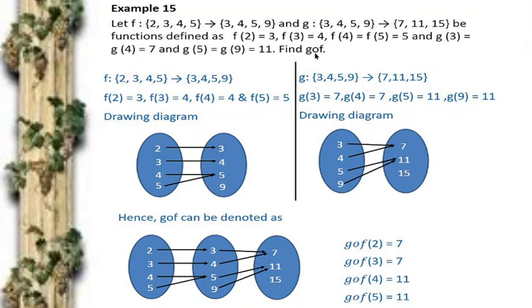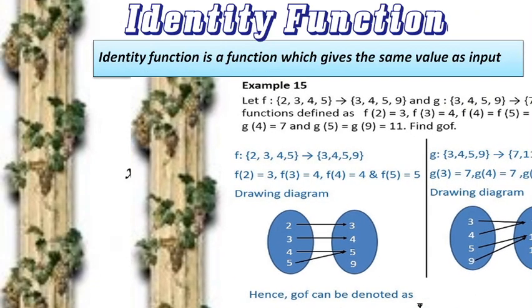As we have just discussed, for the gof function we have to take the domain as the domain of function f, the first function. So we have to find gof of 2, 3, 4 and 5. 2 is mapped with 3 but 3 is mapped with 7. So gof of 2 is 7. Next, gof of 3. 3 is mapped with 4 but 4 is mapped with 7. So gof of 3 is also 7. Then 4 is mapped with 5 and 5 is mapped with 11. So gof of 4 is 11. Then gof of 5, the last element. 5 is mapped with 5 and 5 is mapped with 11. So gof of 5 is also 11.